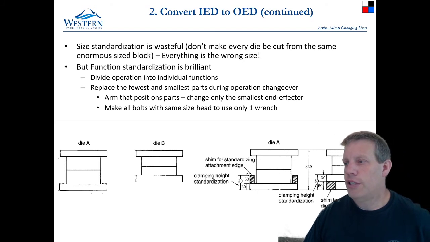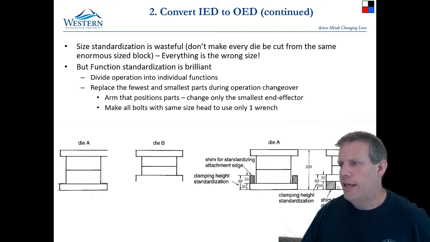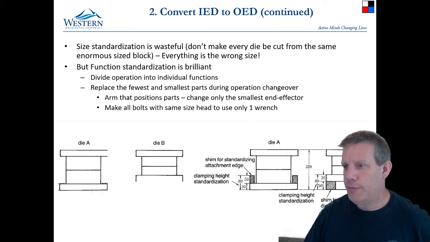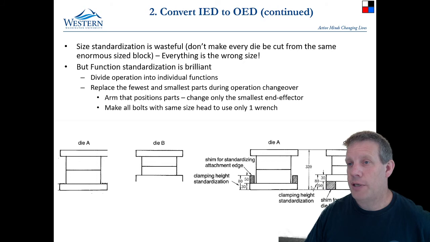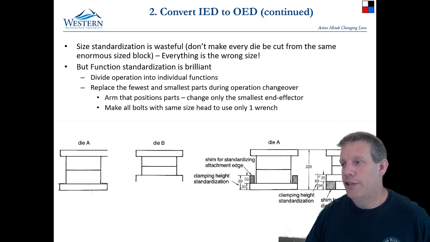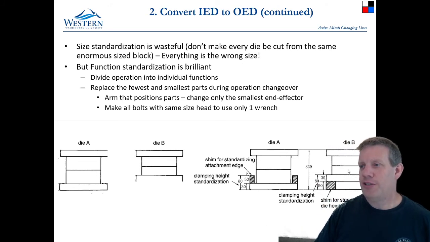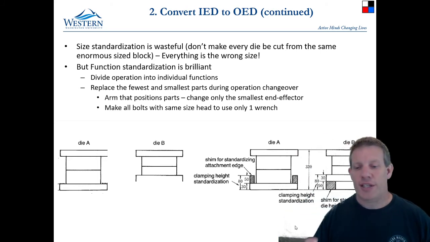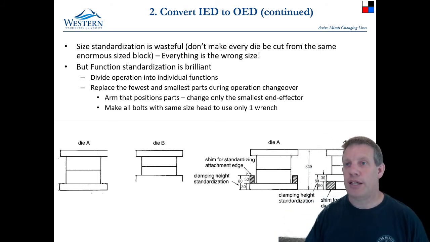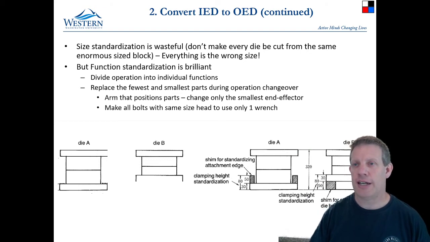But when you use die B, you take shims that are 50 millimeters, the same shims, and you put them underneath the die. So now you are still closing up on 320 millimeters and you're still clamping on 80 millimeters. What this allows you to do is use the same two dies with exactly the same setup in the machine, but not having to lose the optimization that you had in the size of the dies.